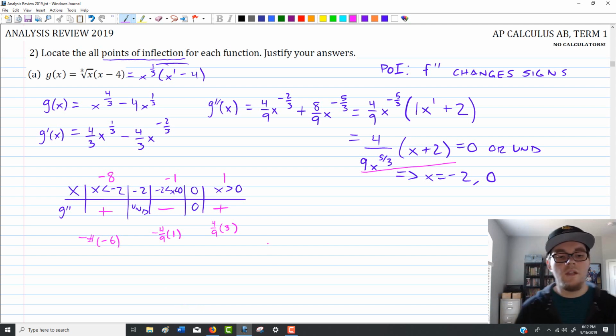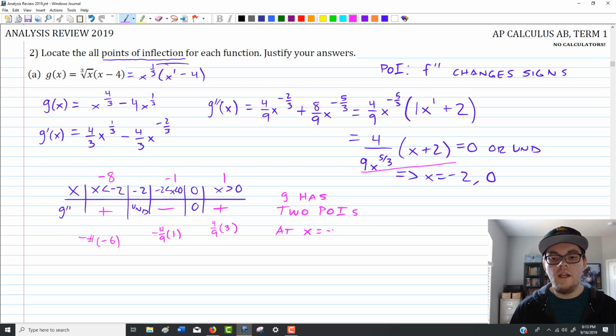Now in this case, that's kind of interesting. It looks like we actually have 2 points of inflection. So let's make sure that we draw that conclusion here. We have 2 POIs. In fact, I could say G has 2 POIs at x equals -2 and 0. And then for our reason, it would be because G double prime changes signs. And there's our work.